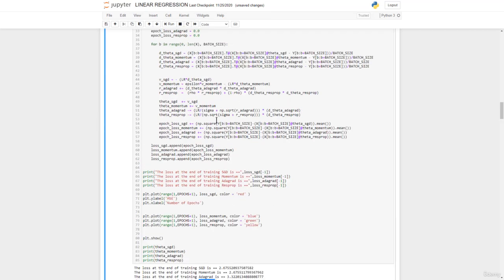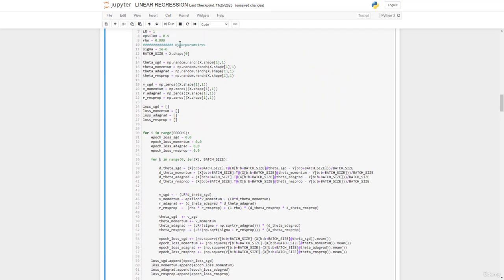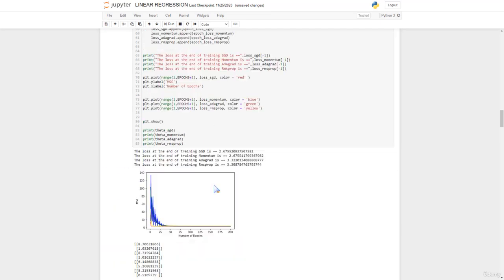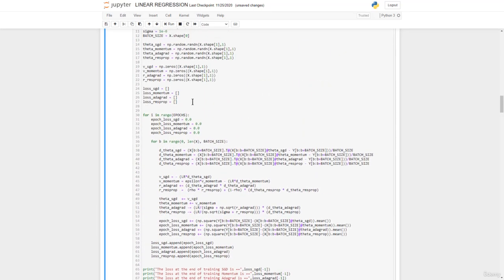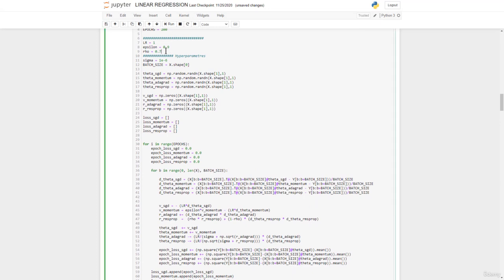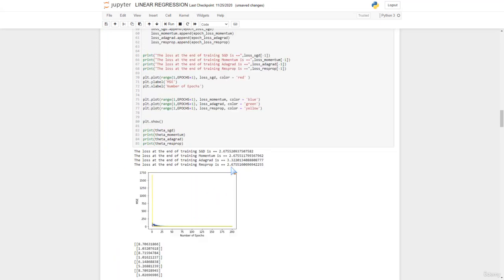I'm playing around with the value for rho. Say we take 0.7. Here we go. We have this. Now it behaves kind of having worse results. So generally, we take rho to be 0.999 for RMS prop. So we get to have this better results.